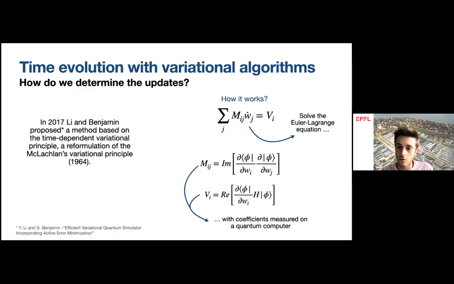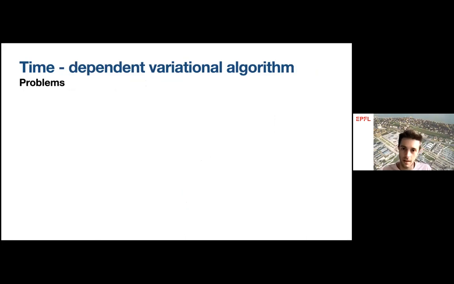It's basically because the coefficients of the linear system are measured on a quantum computer. So we have the matrix elements and the known elements of the vector measured on a quantum computer. They use the quantum computer to measure these elements, and then they solve the linear system on a classical computer, and then communicate the updated parameters back to the quantum computer, and so on. So this method works, of course, but it has some problems.